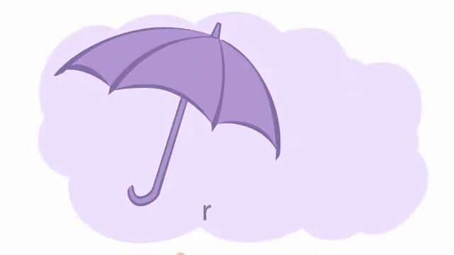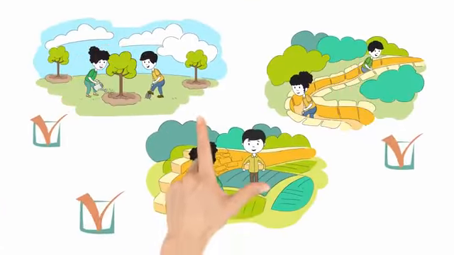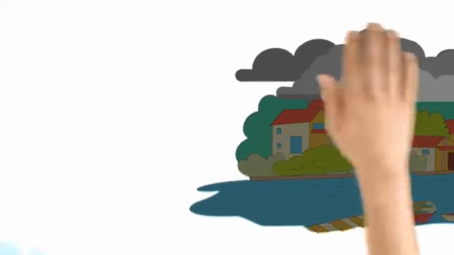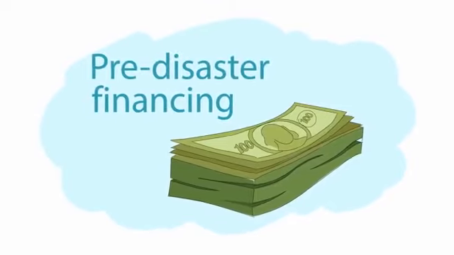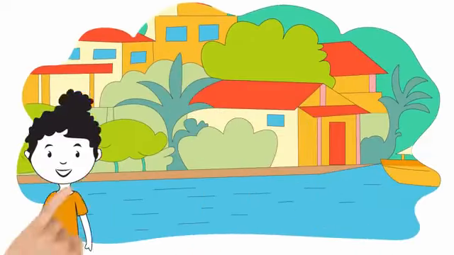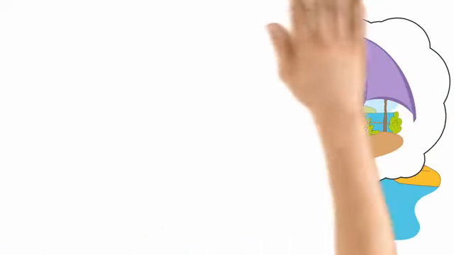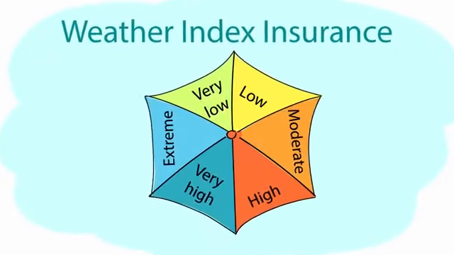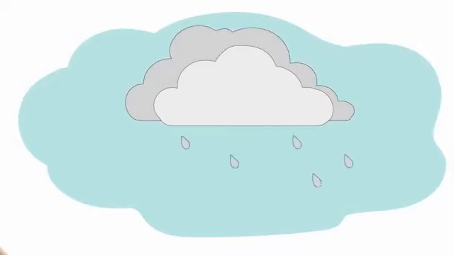2. Addressing residual risk. However, even if you put all preventive measures in place, some residual risk still remains. This is where ex-ante financing, that is, financing before a hazard strikes, can help. As an individual, Mia can take out a microinsurance policy in case her hotel is damaged. Weather index insurance could be a good option for the farmers in Mia's community, which will pay out when there has been too much or too little rain throughout the year.